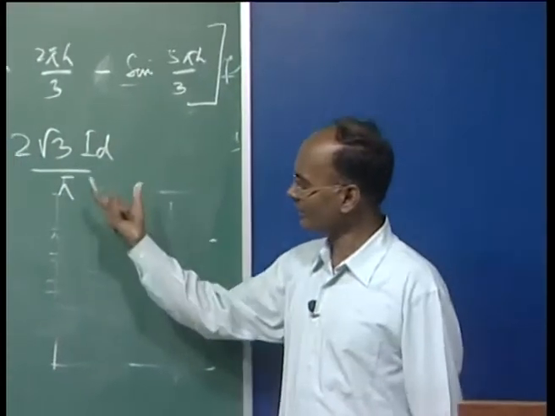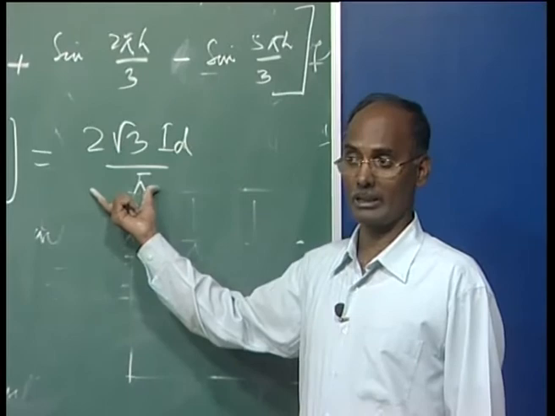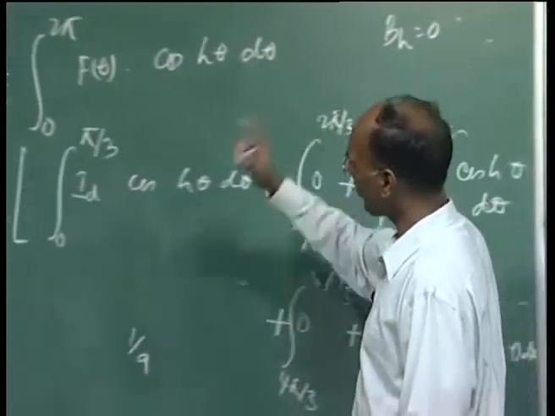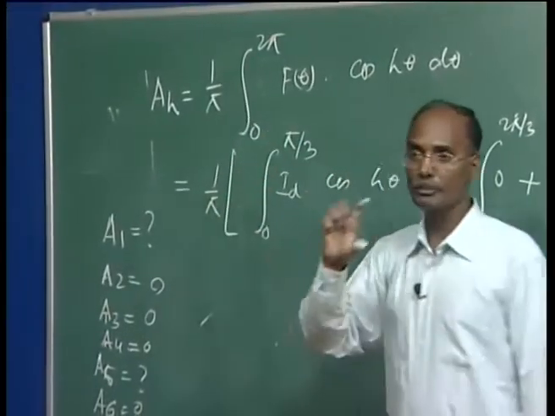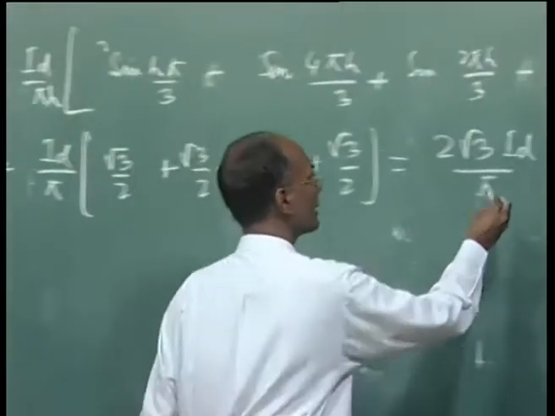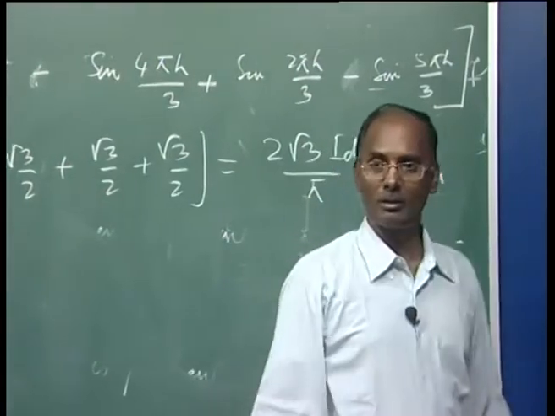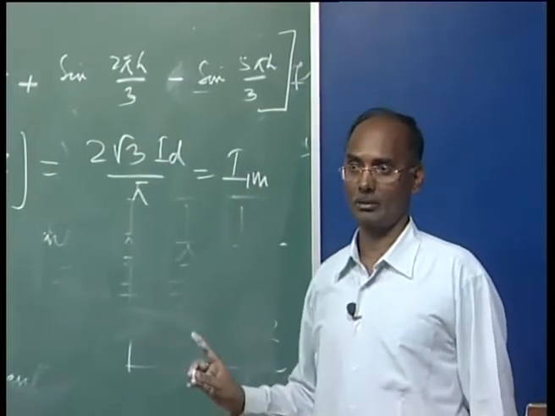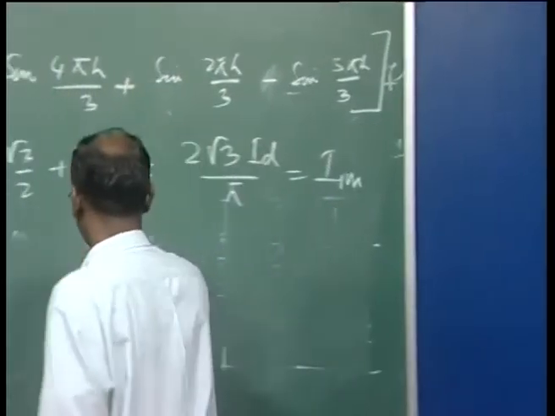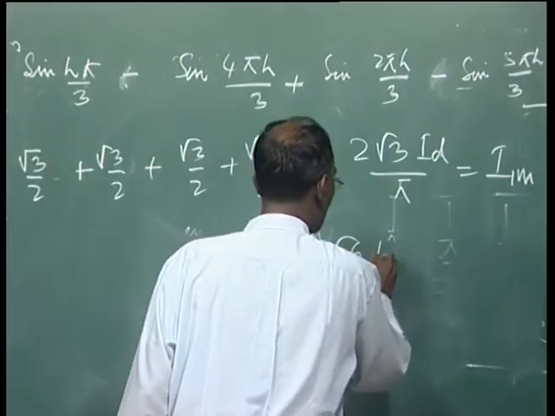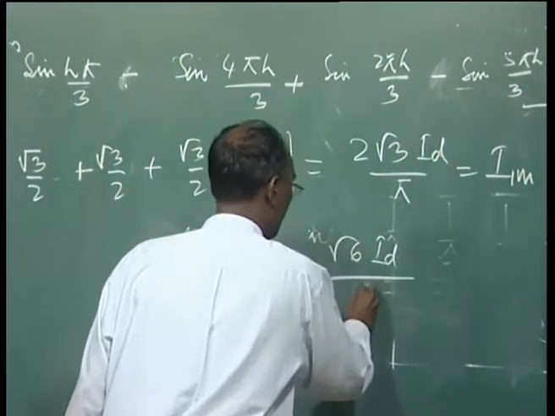And mind it, this component is the peak value, because whatever component comes from the Fourier series analysis, the value is the peak value. So here it is nothing but I1m, the peak value, it is not the RMS value. To get the RMS value, I1 will be under root 6 ID by pi.